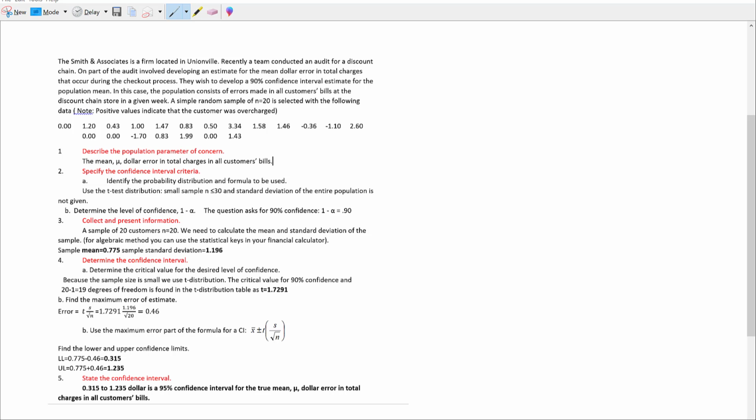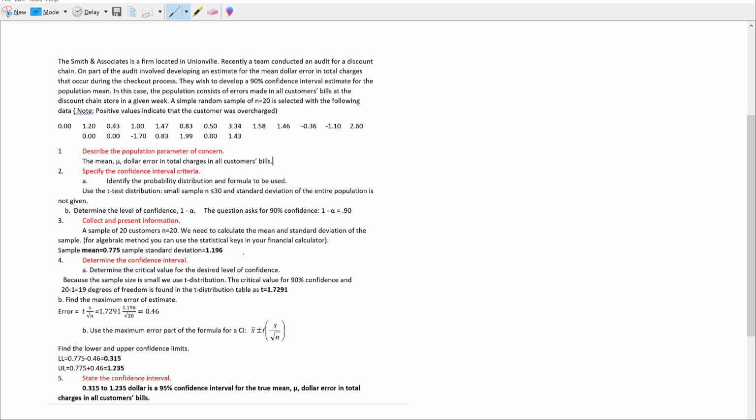In this case, the population consists of errors made in all customers' bills at the discount chain store in a given week. A simple random sample of 20 customers is selected with the following data. You can see here the dollar error in total charges for 20 customers. Positive values indicate that the customer was overcharged.